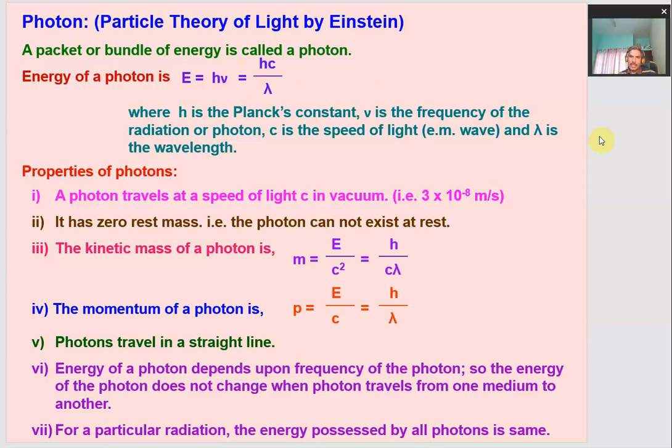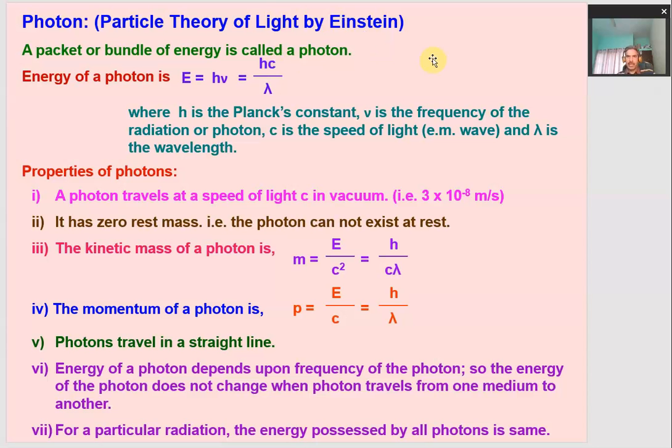So according to Einstein, light, in place of wave nature, possesses a particle nature, and these particles of light are called photons. Photons are nothing but small packets or bundles of energy, and the energy carried by each and every photon of a radiation is E is equal to h nu. We already know that c is nothing but the speed of light in vacuum. So with this, Einstein proposed the particle nature of light.